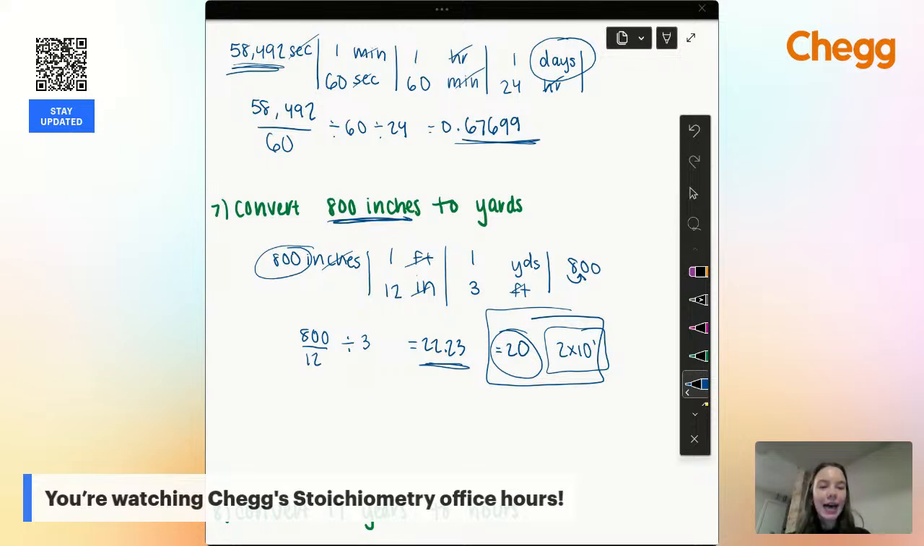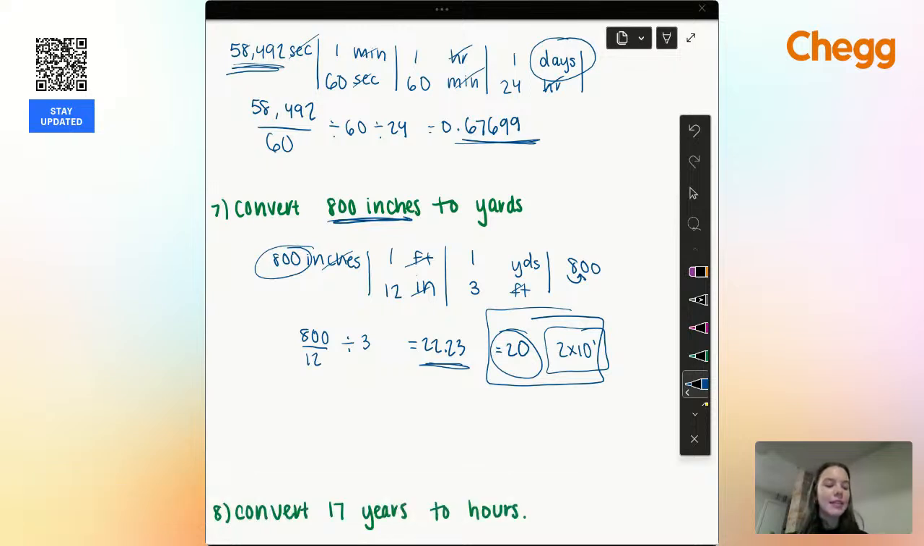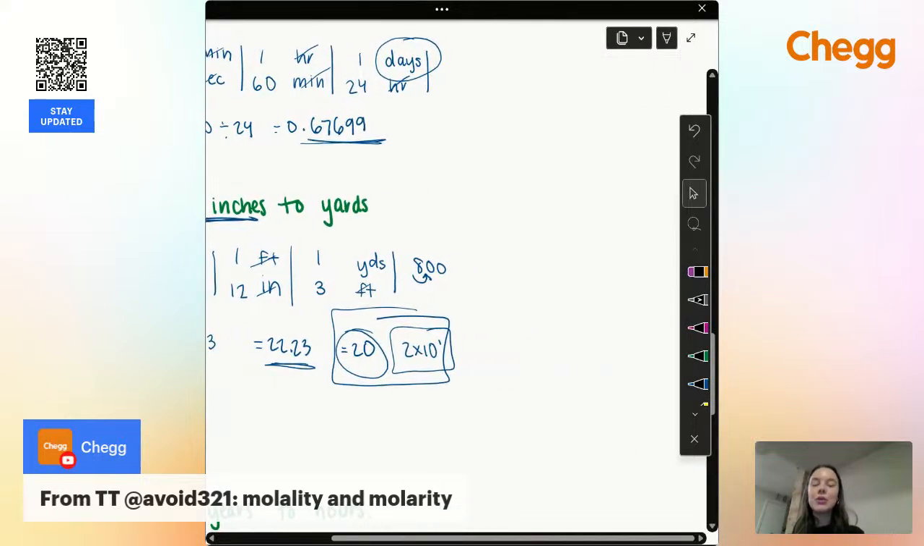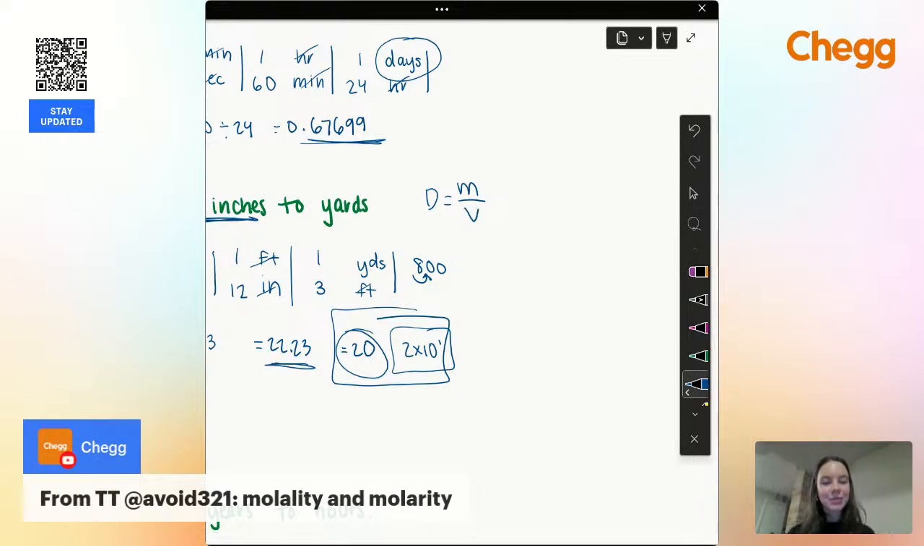What is molality versus molarity? This is a really good question because both of them have to do with D equals M over V, so it is very confusing. How do we tell the difference between these two? They're actually different formulas.